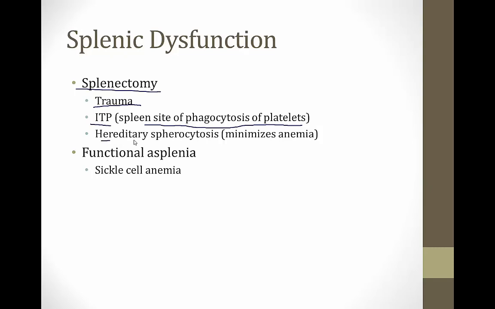Another reason is hereditary spherocytosis. If you take the spleen out, there is less destruction of red blood cells and you will minimize the anemia. And then it's important to know that patients who have sickle cell anemia have a functional asplenia. They have so many abnormal red cells that their spleen is often damaged from trying to consume and remove all those abnormal red cells, and as a result they are functionally asplenic and they are at risk for encapsulated bacterial infections.